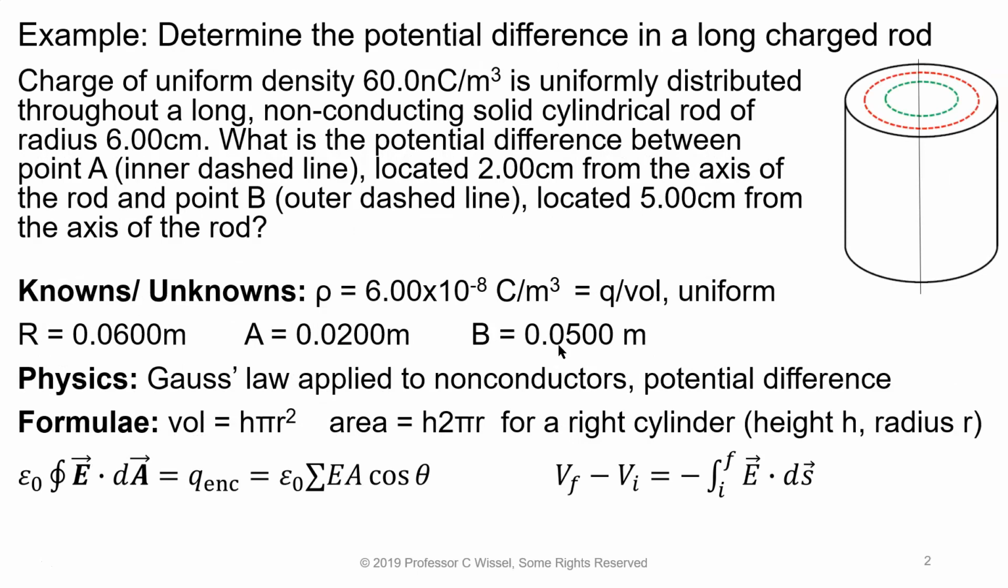Charge of uniform density of 60 nanocoulombs per cubic meter is uniformly distributed throughout a long, non-conducting solid cylindrical rod of radius 6 centimeters. What is the potential difference between point A, which is the inner dashed line here, located 2 centimeters from the axis of the rod, and point B, which is the outer dashed line, located 5 centimeters from the axis of the rod?